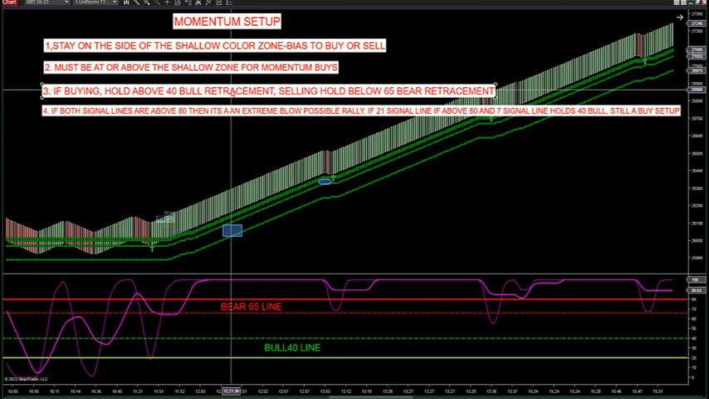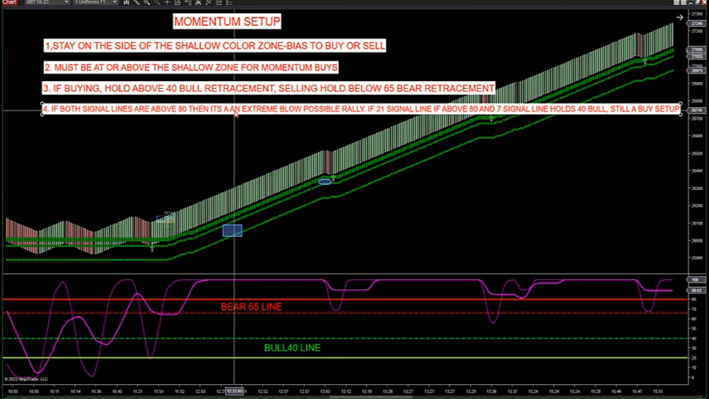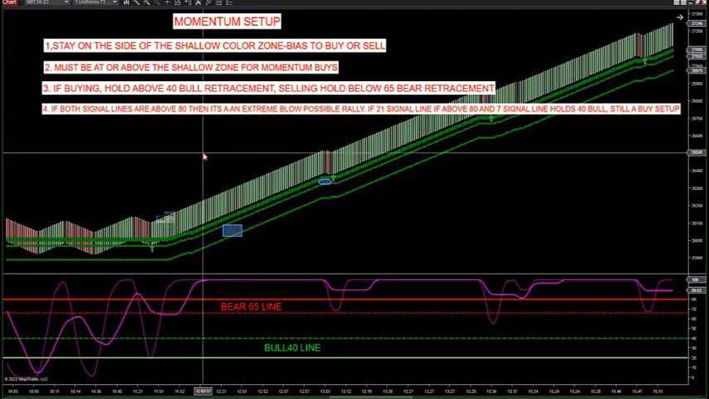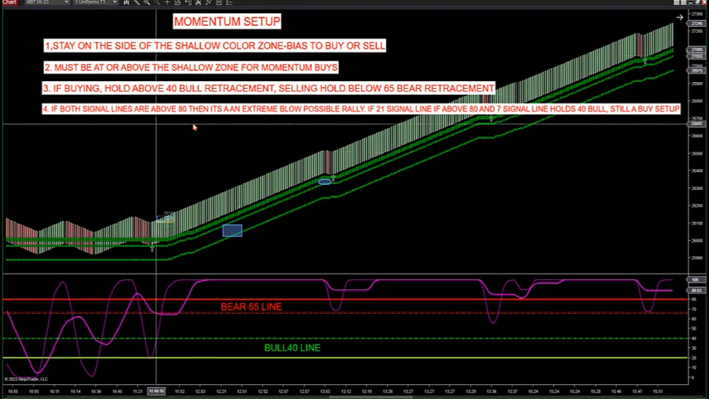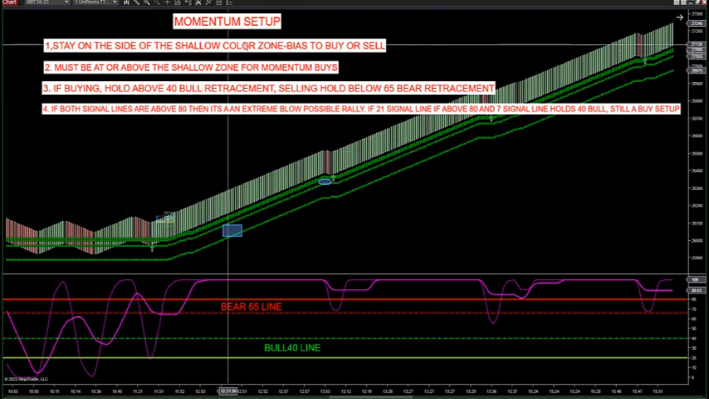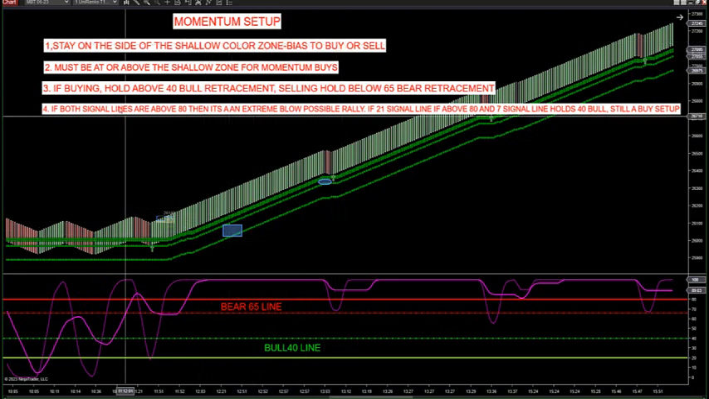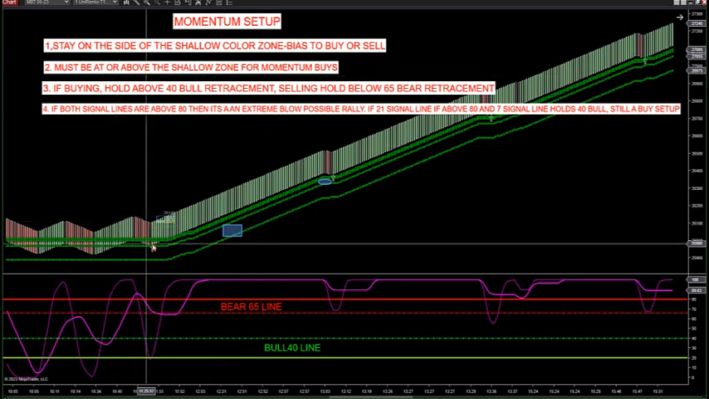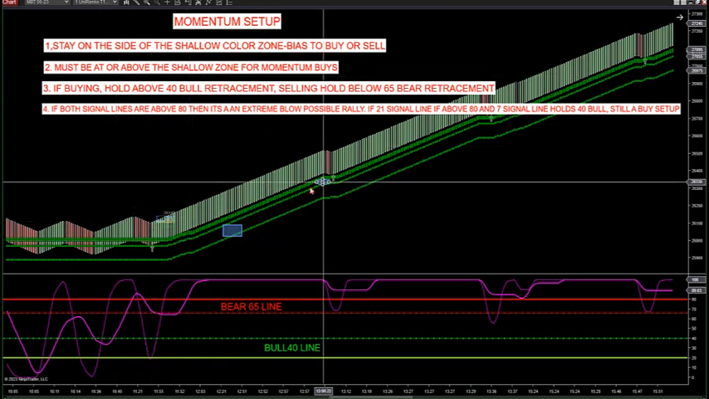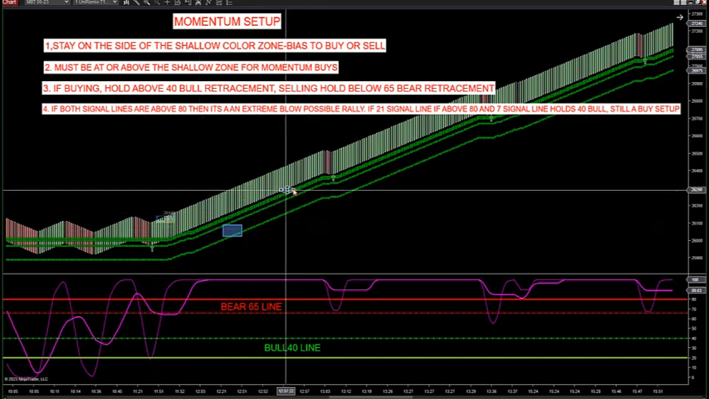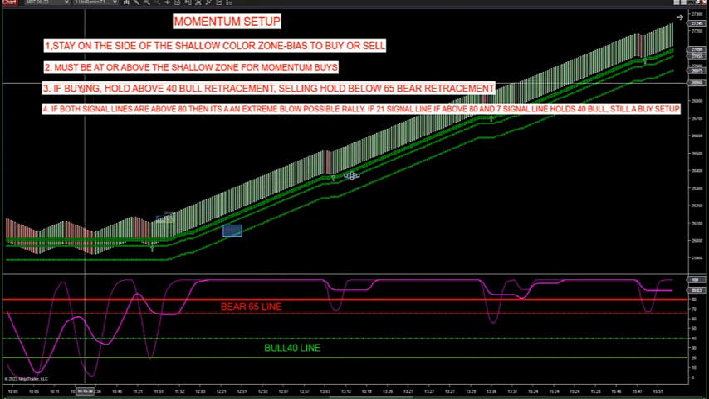So let's go through this then. Those are hard rules that happen every single day in the market. I don't care what market you look at, and this works on all different Renko sizes. You can use a 120-20, a 125-25, 130-30, 135-35, 140-40, 113-13. It depends on the speed of the market you like. But these are consistent rules through every single setup. Stay on the side of the shallow color zone bias. If it's green, we're net buyers. Must be at or above the shallow zone. On these retracements, we want to stay above this shallow zone right here. Hard rule on the retracement.